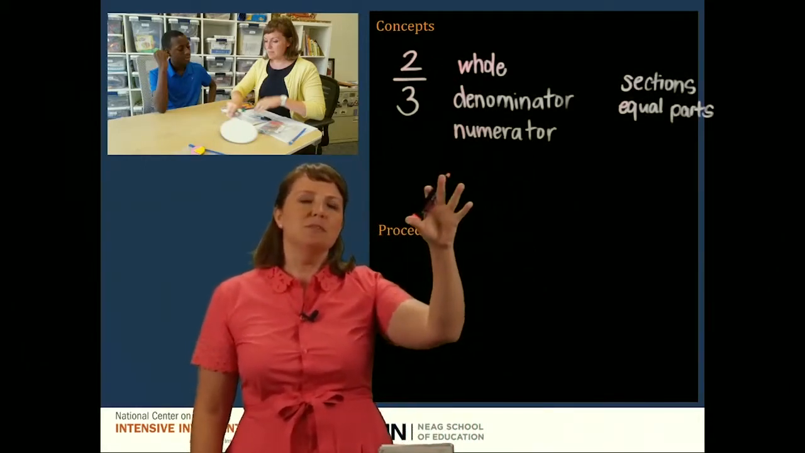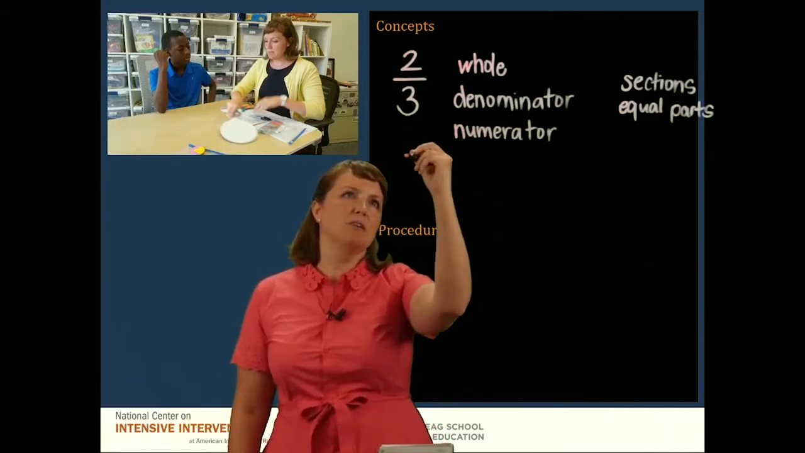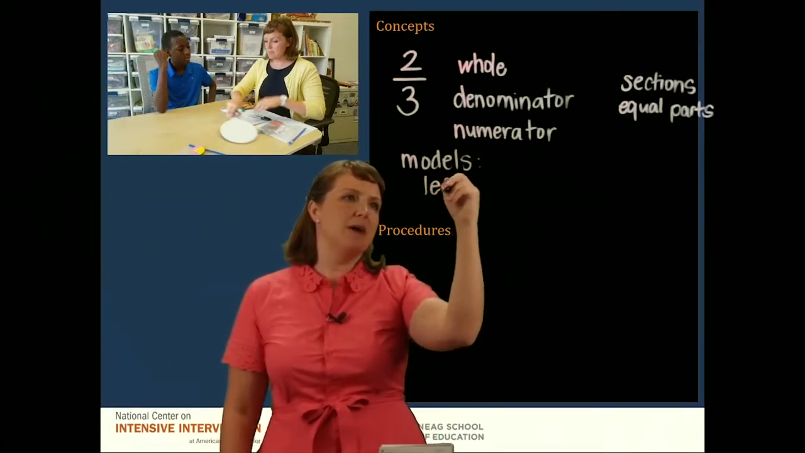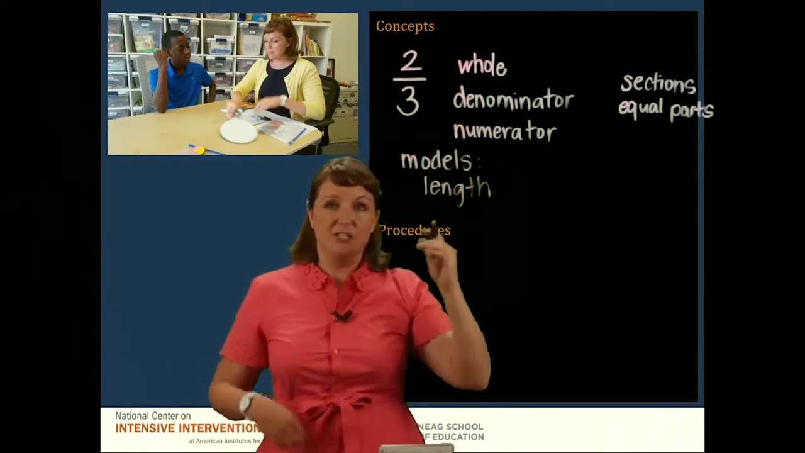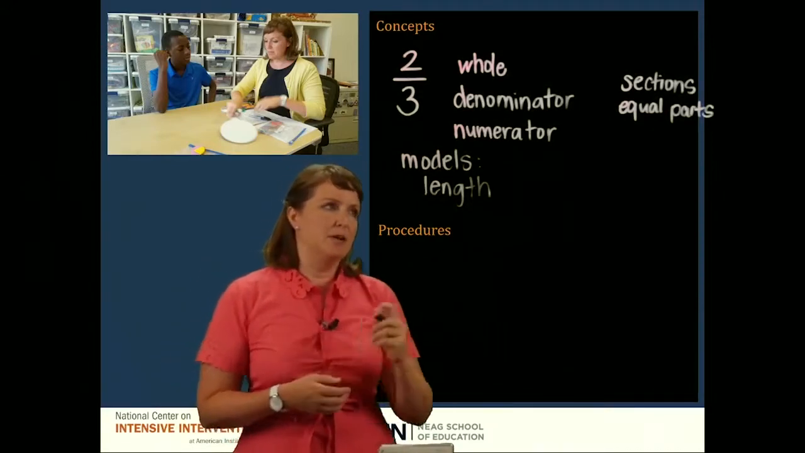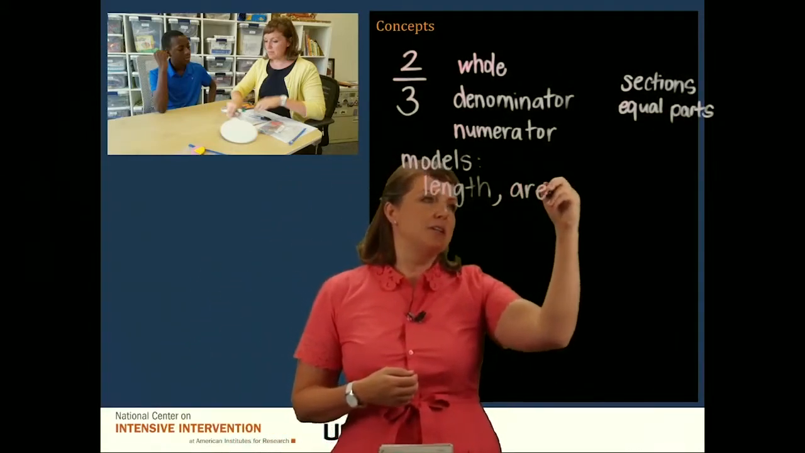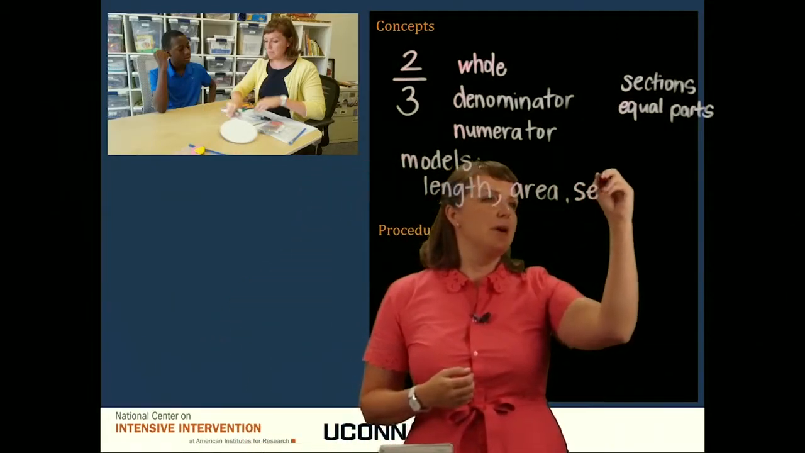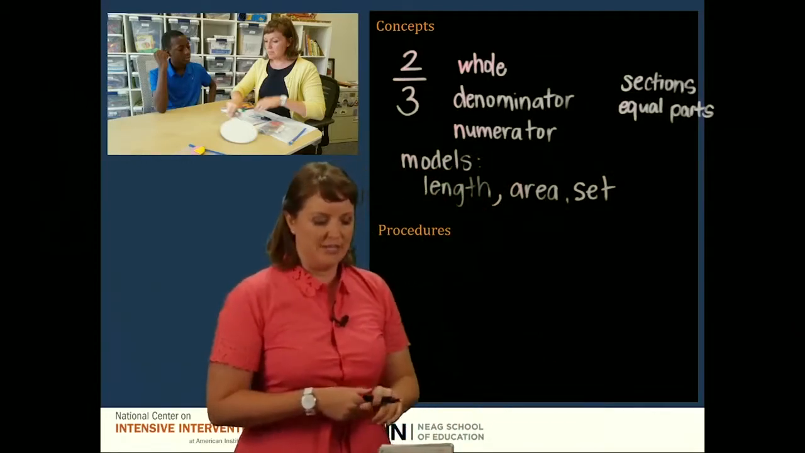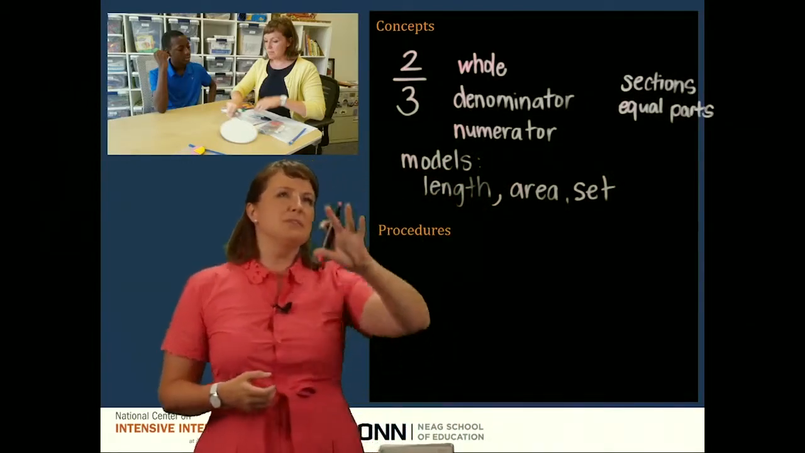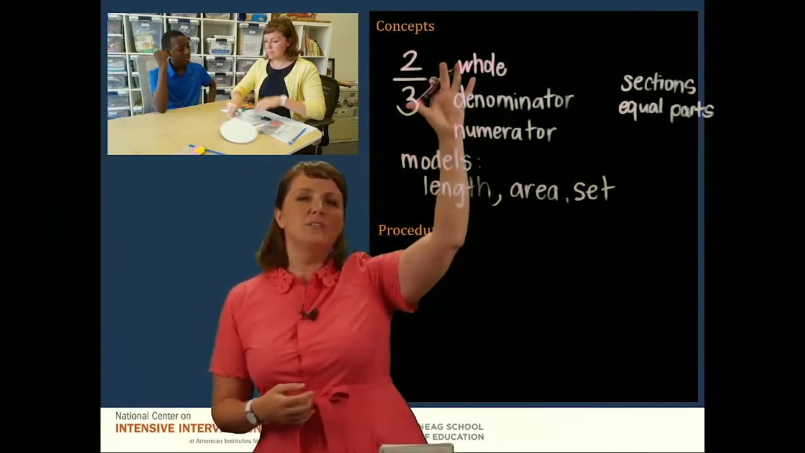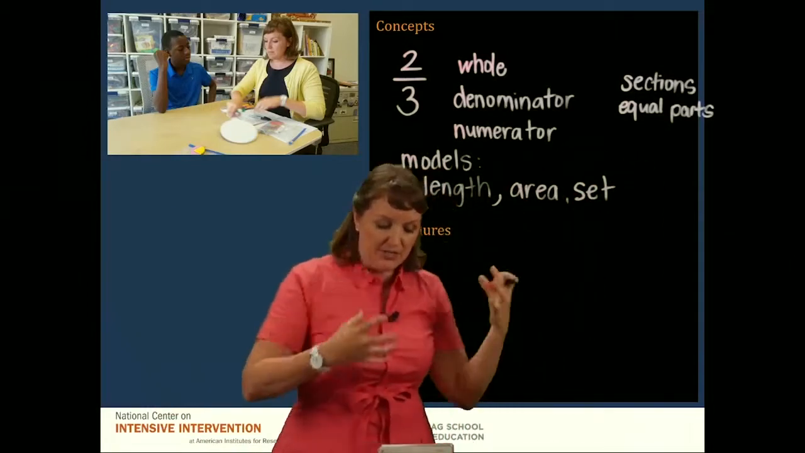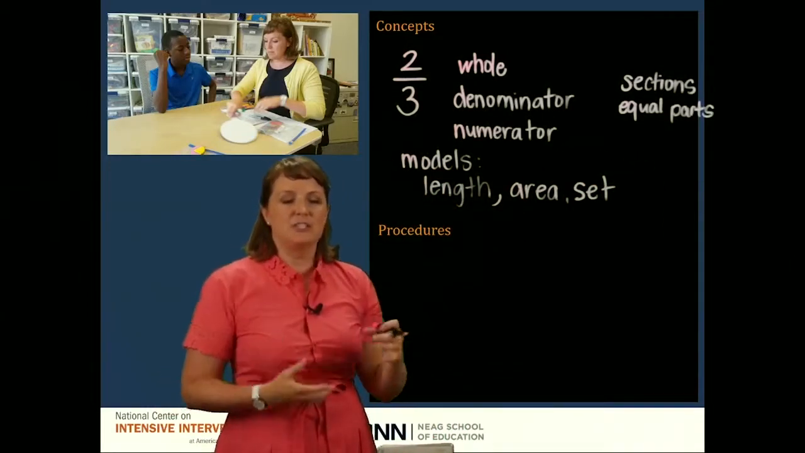And then the other concepts that we worked on here were the models of fractions. So I'll go ahead and write the models right here. And you can see that we used the length model. That's where we were using the fraction tiles, so seeing fractions as displayed on a number line. We used the area model. That's where we use the fraction circles, so seeing an area divided into equal parts. And we used the set model. That's where we use the 2 color counters to show a set of 2/3. So this was very, very conceptual, helping him understand the whole, the denominator and the numerator, and using different models of fractions to help him see fractions in different ways.